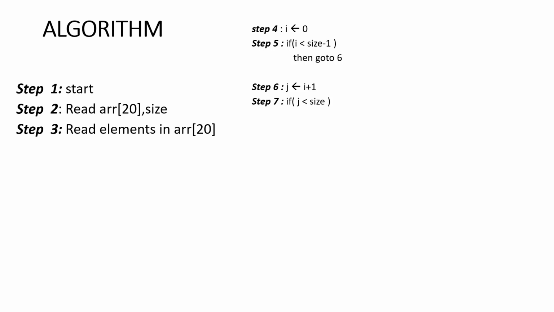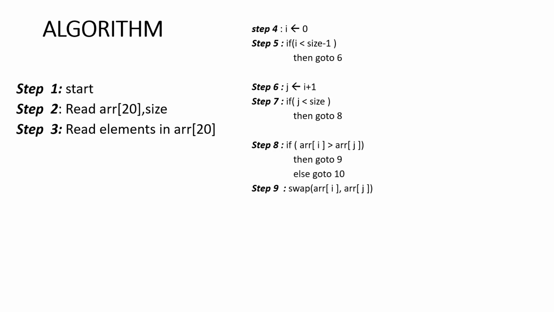If the condition is true, I have to move to step 8, where I am checking the condition whether the element in i index is greater than the element in j index or not. If the condition is true, I will move to step 9, where I am going to swap the elements in i index and j index. If the condition in step 8 is false, then I will move to step 10, where I am incrementing j by 1. And I will move back to step 7 and again check whether j is less than size until the condition fails.